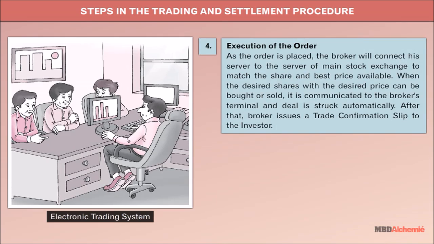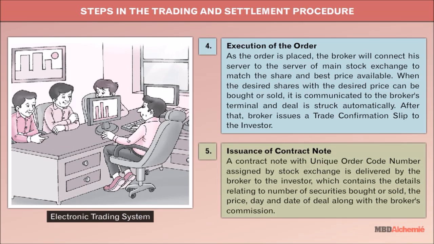Fourth, execution of the order. As the order is placed, the broker will connect his server to the server of the main stock exchange to match the share and best price available. When the desired shares with the desired price can be bought or sold, it is communicated to the broker's terminal and the deal is struck automatically. After that, the broker issues a trade confirmation slip to the investor.